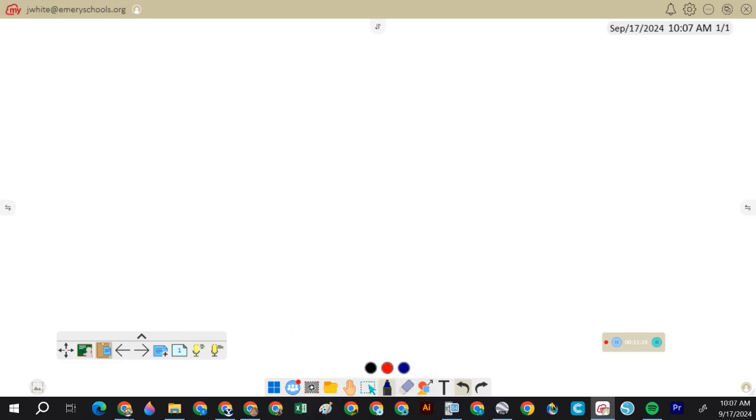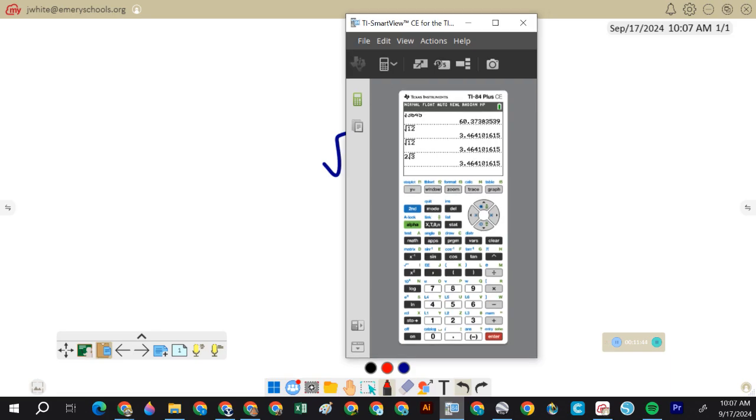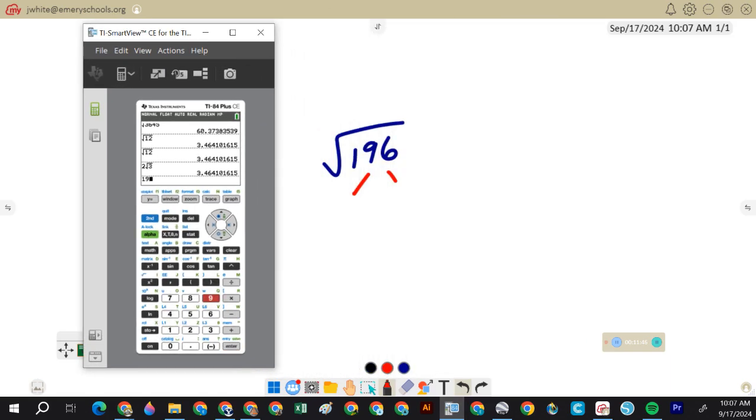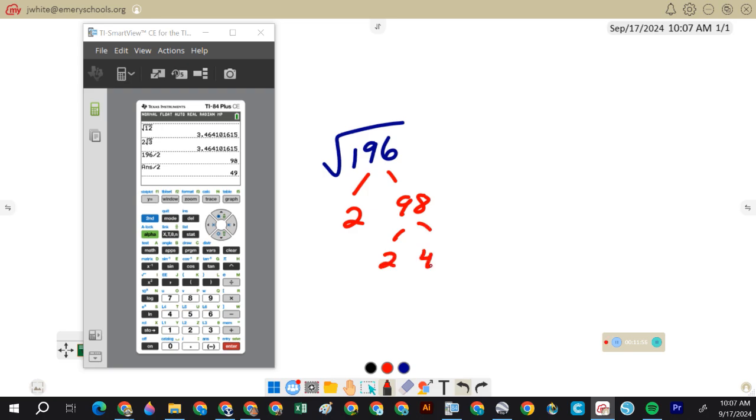Okay. What if I had the square root of 196? Well, I don't know my multiplication tables up to 196, but I do know one number that goes into 196, 2. So I will take 196 and divide by 2. 2 and 98. Divide by 2. 2 and 49. 49 is 7 times 7. Now I erase those that factored. What can I circle?